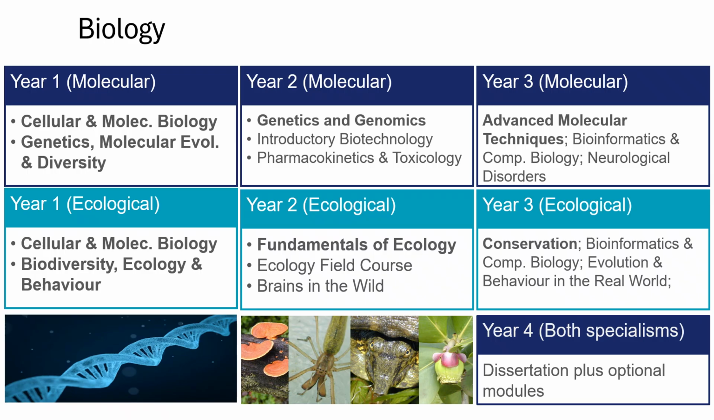Then some examples of optional modules are the bioinformatics and computational biology that I mentioned before for the other specialisms, but you can also do other modules such as evolution and behavioral ecology in the real world, where you will be studying topics such as adaptation, sexual and asexual reproduction, sexual selection, kinship theory, communication, and human behavioral ecology.